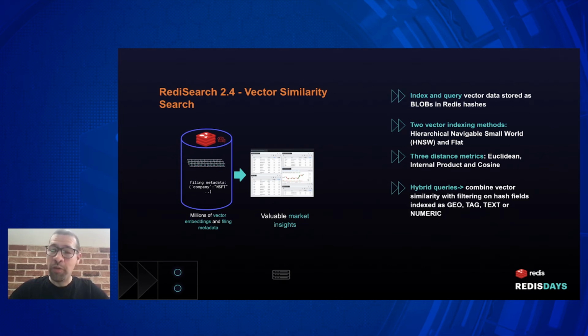And finally, one of the most exciting capabilities of Redis Search 2.4 is hybrid queries. With it, you can define a query that takes into consideration not only the vector, but you can also filter based on any of the hash fields indexed in Redis Search, for example, as a geolocation, tag, text, or numeric. So this allowed us to create a semantic search based on the similarity of the paragraph, but also limited to a particular company or limited to a particular period of time.